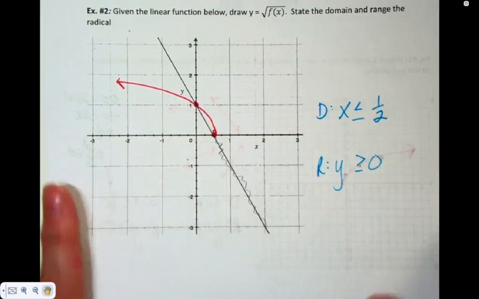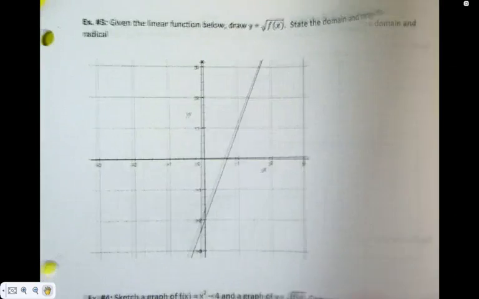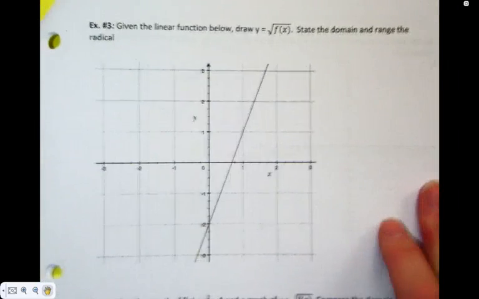How many more times are we going to say today that we can't square root a negative number? About, how many more examples are left? 1, 2, 3, 4, 5, about 5 more times.